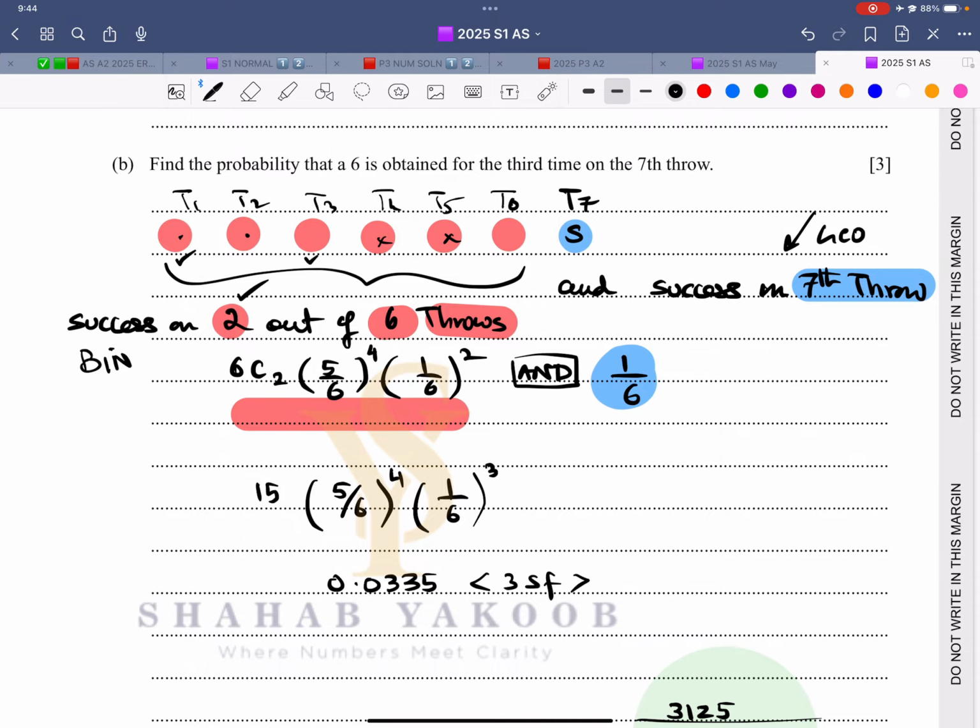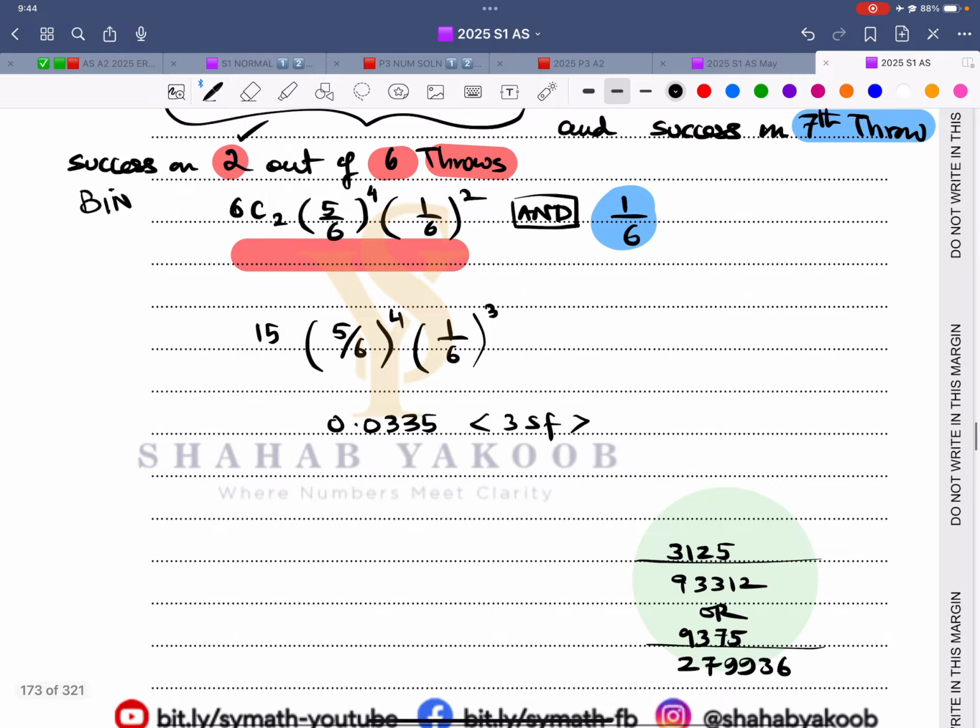This will happen and this will happen. So that is multiplication. So this thing over here, that is 6C2, that is 15. Success raised to power of 2, failure raised to power of 4. That is this thing, and then this also needs to be fulfilled. So that is the success on the 7th throw.